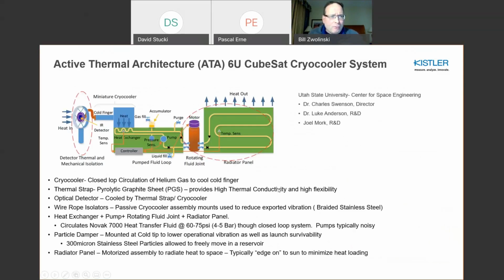measurements. What I wanted to show here is some work being done, and it's still ongoing, and there's going to be a paper written from Utah State University Center for Space Engineering.